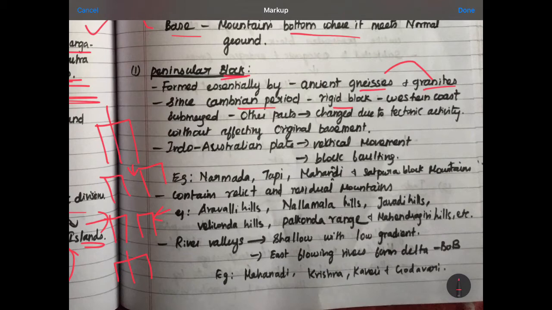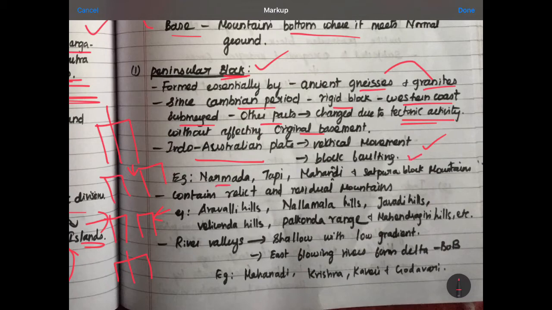So one part of this peninsular block is submerged, which means the western coast part of the peninsular block is submerged under the sea, and other parts are changed due to tectonic activity without affecting the original basement. So above the original basement, due to tectonic activity, these peninsular blocks have taken other forms also. As a part of the Indo-Australian plate, this peninsular block has two major formations. One is vertical movement and the second one is block faulting.